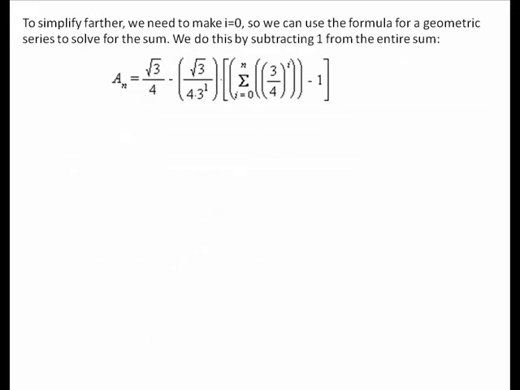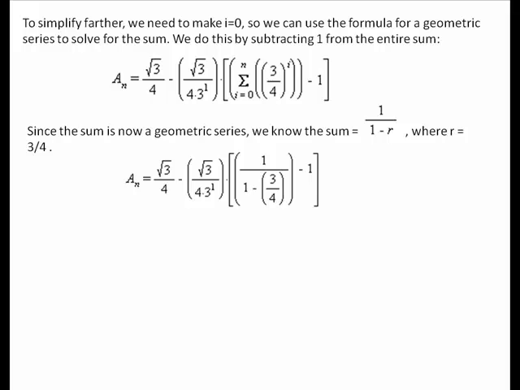To simplify further, we need to make i equal 0 so we can use the formula for a geometric series to solve for the sum. We do this by setting i equal to 0 and subtracting 1 from the entire sum. Since the sum is now a geometric series, we know the sum equals 1 over 1 minus r, where in our case, r equals 3/4.